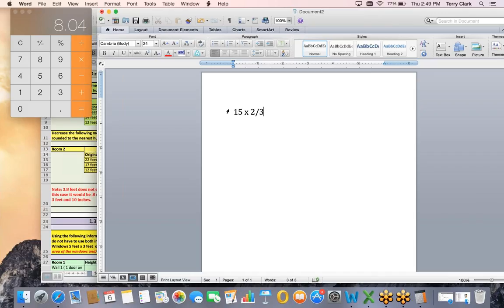So I'm going to say 15 times 2 will give me 30, and then that's going to be 30 over 3, which equals 10. So my final answer is going to be 10 feet. I simply multiply the top numbers together because 15 is also 15 over 1. So 15 times 2 is 30, and 1 times 3 is 3. Then we have 30 divided by 3, and that gives us 10. So that's the quicker way of doing it.